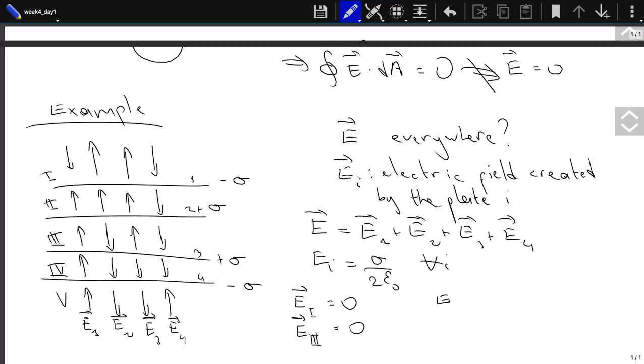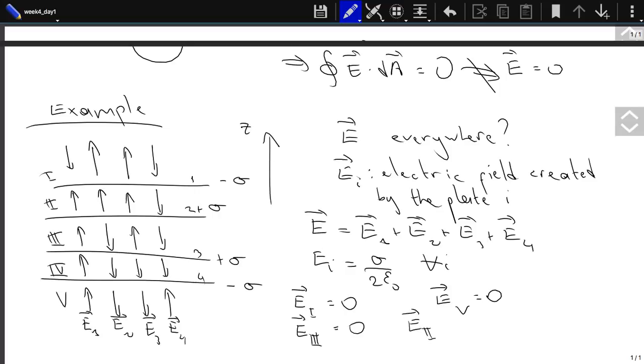Now the electric field in region 5. 0. Let's see. E1 plus E2 gives me 0. E3 plus E4 gives me 0. So the electric field in regions 1, 3, and 5 are all 0. Now let's look at the electric field in region 2.